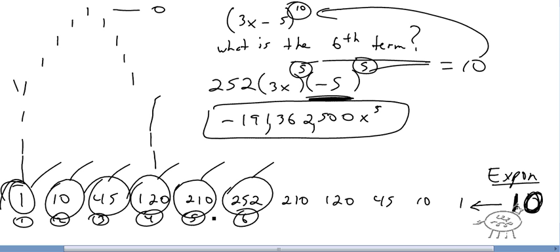That's it, math fans. That's Pascal's triangle. Again, it's only used for binomials. If you had something like x plus y plus z to the 10th power, you've got to use something different. Okay? So Pascal's triangle is the way to go for binomials.